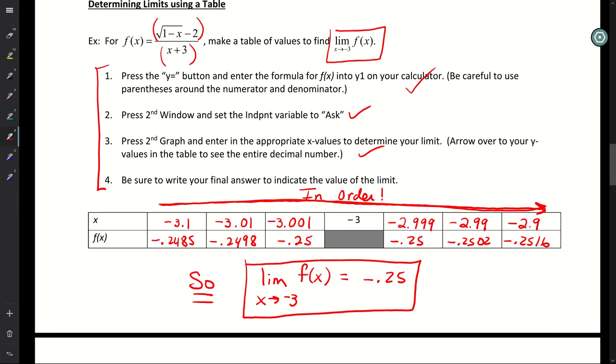Now be careful, you may also run into problems where they don't meet up in the middle. So if they're not meeting up or they're not getting close to meeting up, they may not be exact, but if they're not even getting close to meeting up, then it's probably a good indication that your limit does not exist.